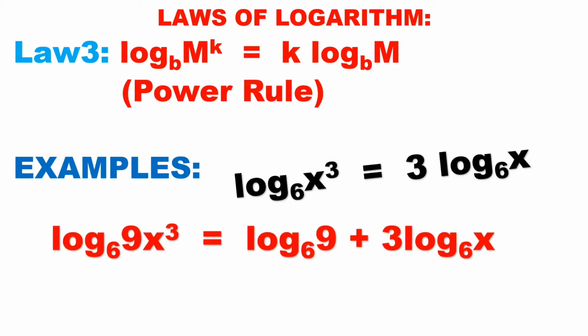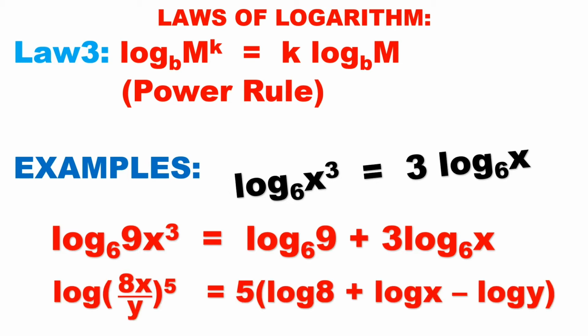Next, log of 9x cubed with base 6 equals log of 9 with base 6 plus 3 log of x with base 6. This example is a combination of laws 1 and 3. Next example, the logarithm of the quantity 8x over y to the 5th equals 5 times the quantity log 8 plus log x minus log y. This example is a combination of the product, quotient, and power rules of logarithm.